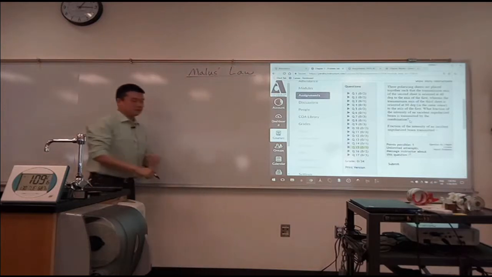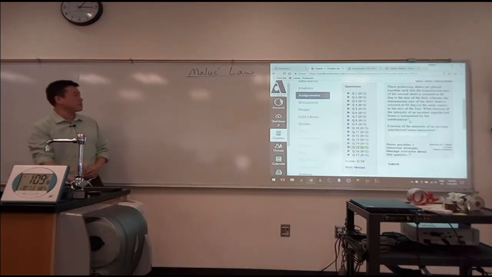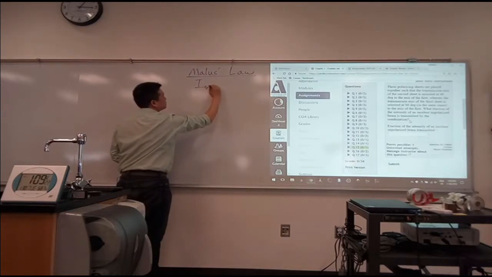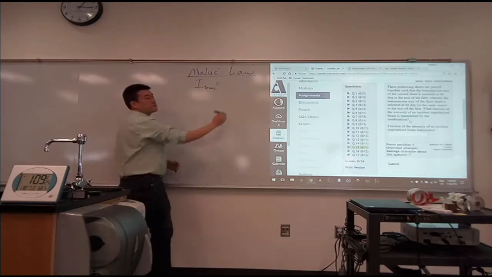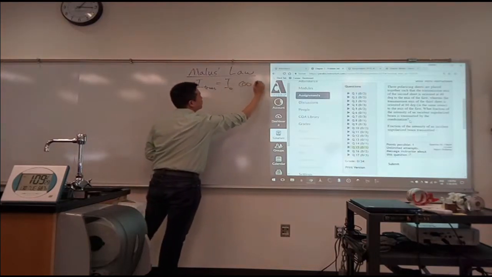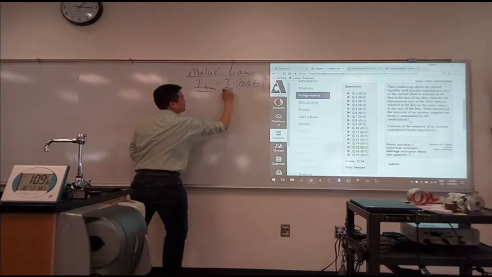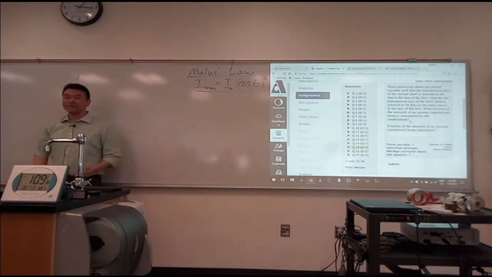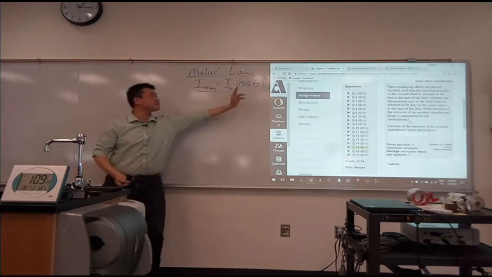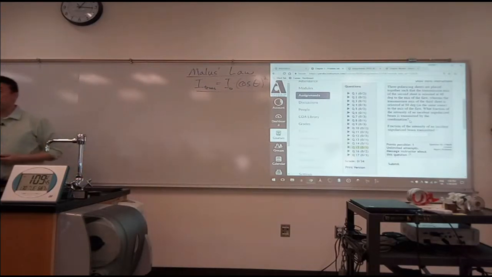In terms of formulas, you would see the intensity transmitted is equal to some incident intensity times cosine of some kind of angle squared. Now, that's the formula you will see in the textbook. But you need to understand what this means, what kind of situation it's talking about. So it deals with polarized light.